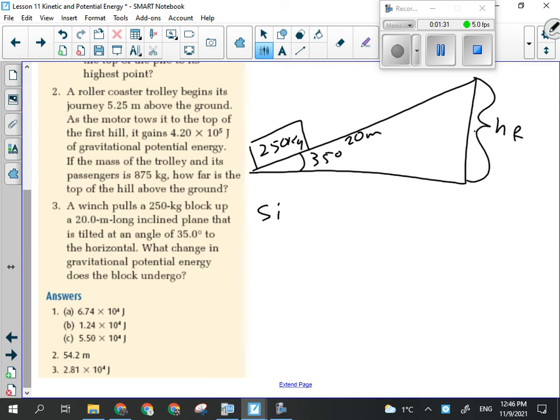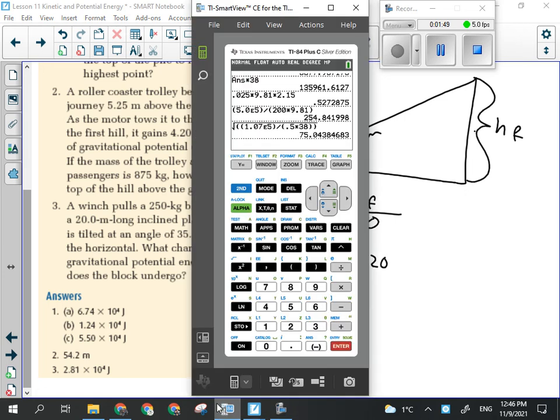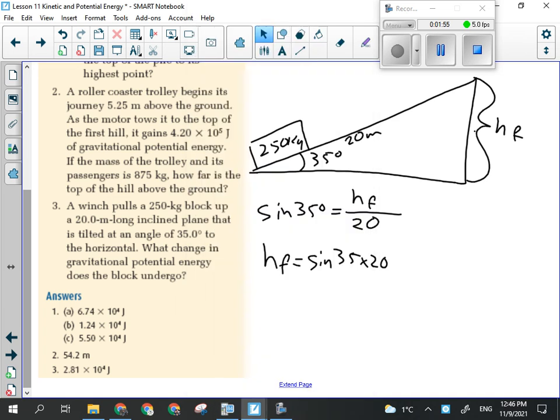All right, so the sine of 35 degrees equals the final height, the opposite side, divided by the hypotenuse, 20 meters. So I'm just going to multiply both sides by 20 meters, and that'll give me my final height. So I'll have sine of 35 times 20. Okay, so 11.47 meters.